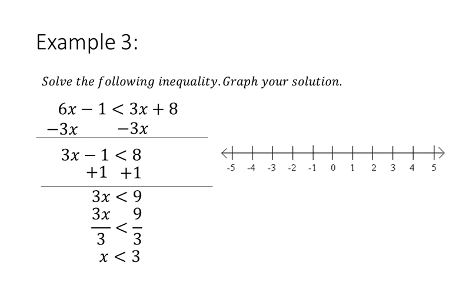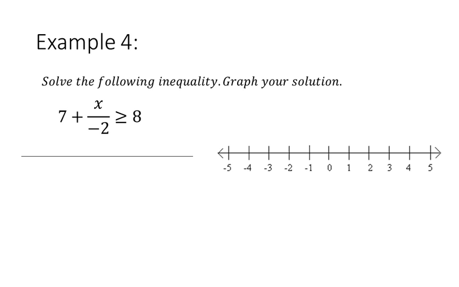We didn't have to flip the inequality because we didn't divide by a negative number or multiply by a negative number. So since there is no line or bar underneath the inequality, we're going to have an open circle at 3, and x is less than 3, so you're going to be shading to the left of 3. So that's what the graph would look like.